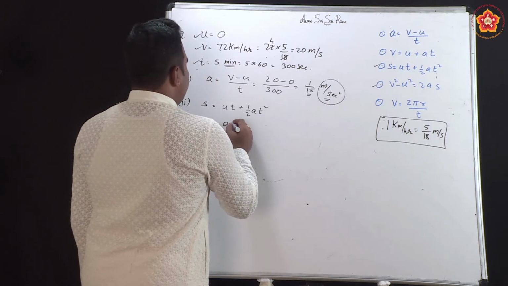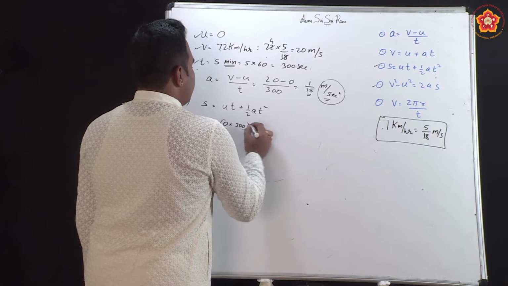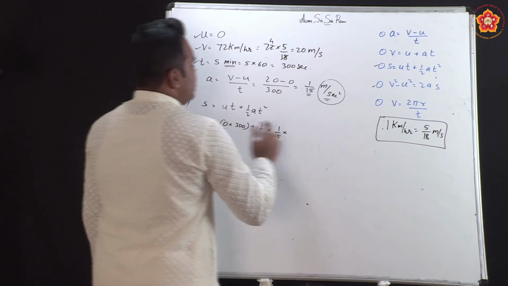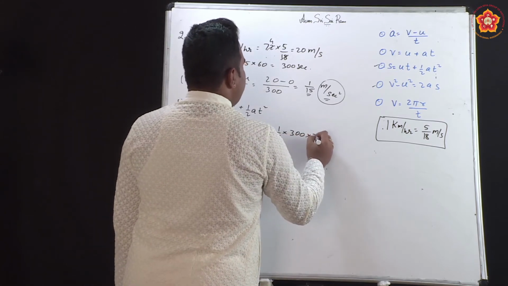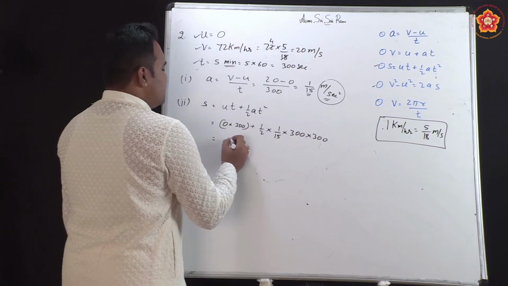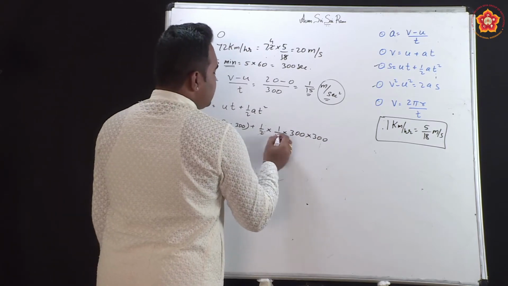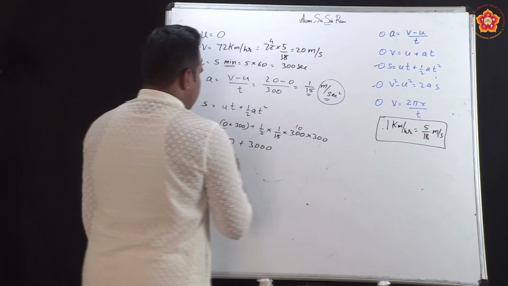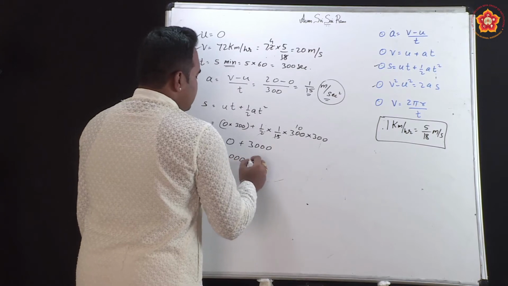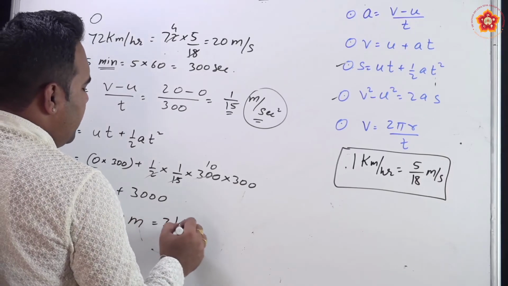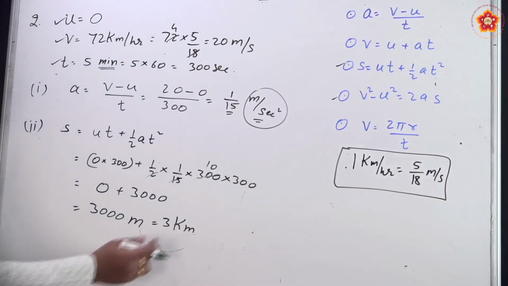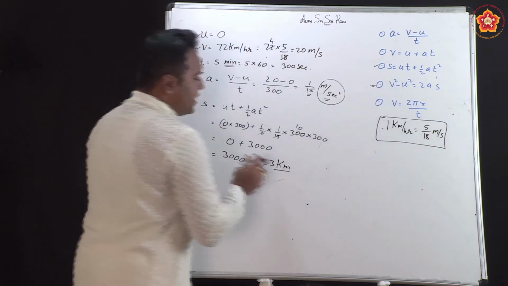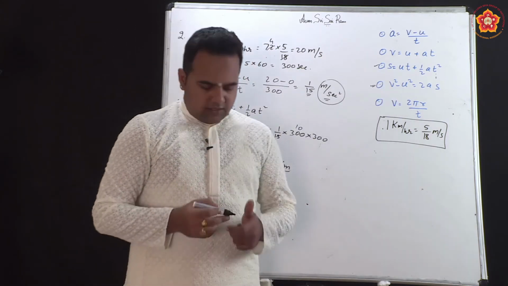So, ut: u is 0, into time 300, plus half a, which is 1 by 15, into t square. Time is 300 seconds, 300 into 300. So, 2 15s are 30. So, it will be 3000. So, the distance covered will be 3000 meters or 3 kilometers. So, finally, we can arrive at this result. We can as well use the third equation and then check, the answer will be same, it will be 3 kilometers.